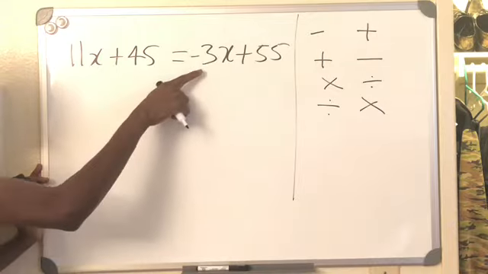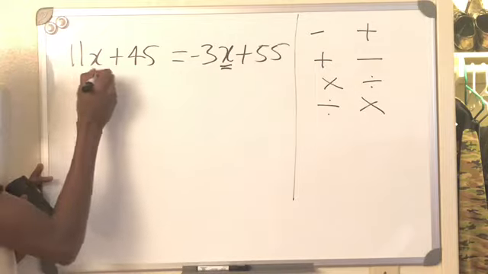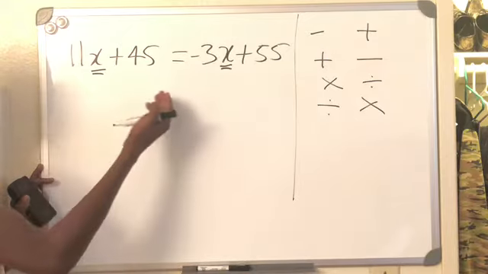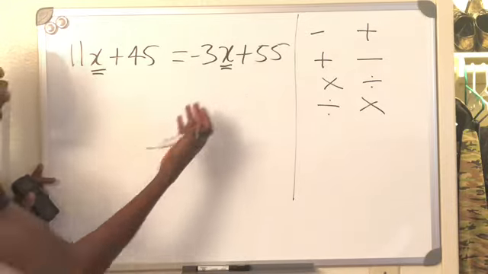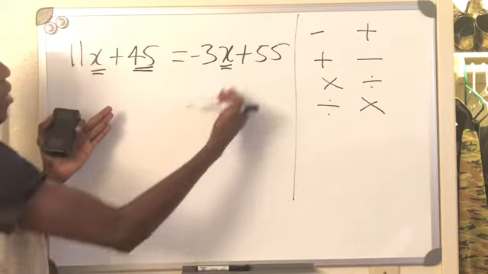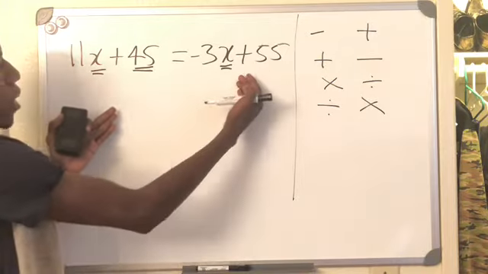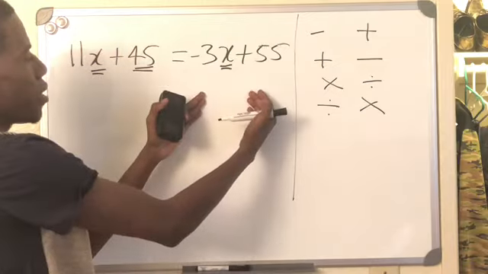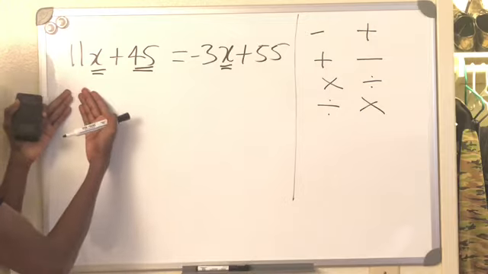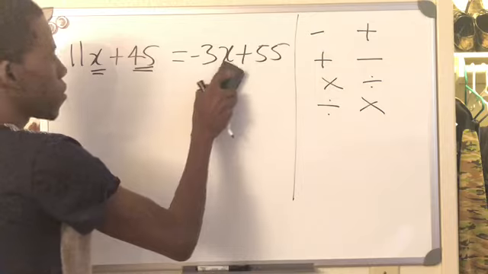We see that we have a variable on the right side and a variable on the left side. So we can choose either side for the variable. It doesn't matter. We can put all the variables in the left and all the numbers to the right, or we can put all the variables to the right and all the numbers to the left. But we have to have all variables on one side and all the values on the other side.